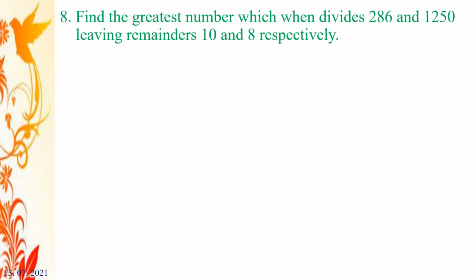Find the greatest number which, when it divides 286 and 1250, leaves remainders 10 and 8 respectively. So first we are going to subtract 10, am I right? Yes. 286 minus 10 equals 276. Now take 1250, subtract 8, equals 1242.